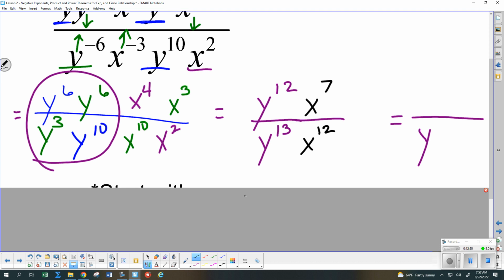Where do I put it with the positive exponent if I put x to the 7th over x to the 12th and simplify that part? Michael? Perfect. And then I've got to have something in the numerator as a placeholder, so a 1. Does that make sense to everybody?